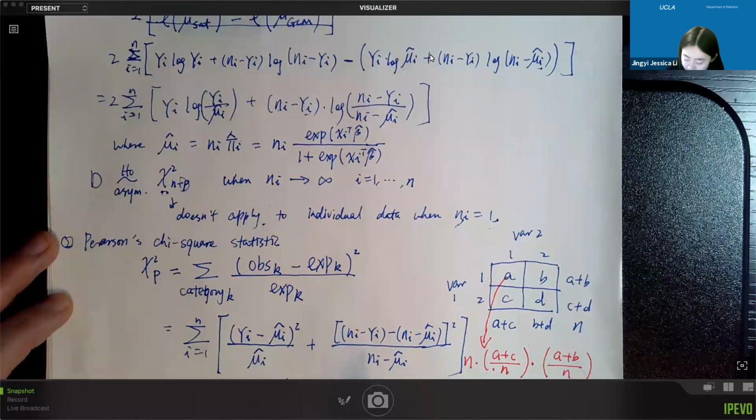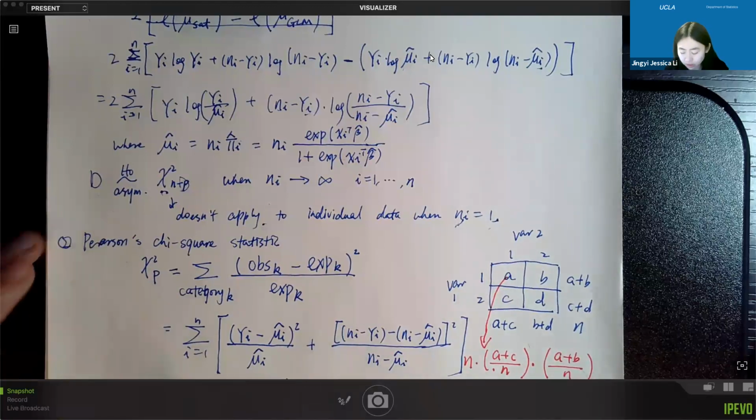The second way is to use what we call the Pearson's chi-square statistic. This one is not based on the likelihood theory. Therefore, nowadays, whenever we can use the deviance, we prefer to use the deviance. However, the Pearson's chi-square statistic has a very interesting historic root.